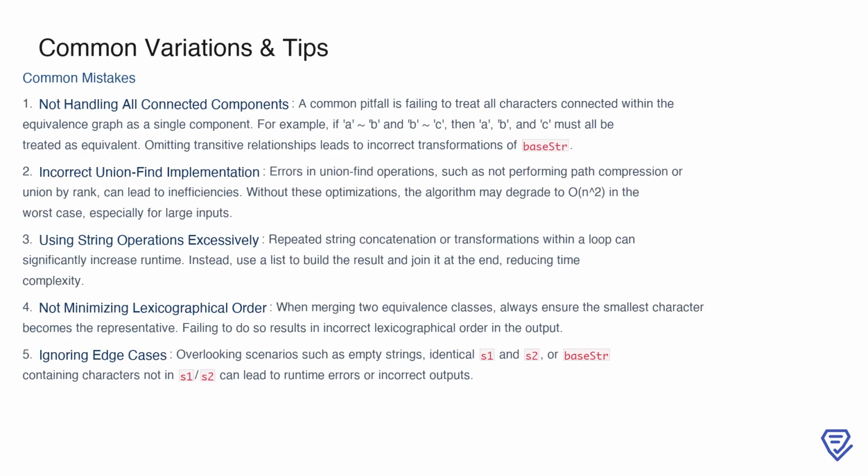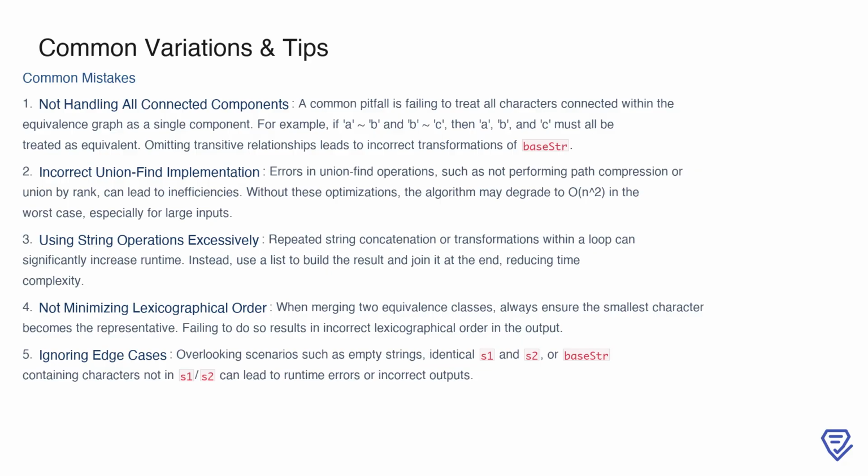Let's start by addressing some common mistakes you might encounter when solving this problem. First, it's crucial to handle all connected components in the equivalence graph properly. For example, if A is equivalent to B and B is equivalent to C, then A, B, and C must all be treated as a single group. Failing to account for these transitive relationships can result in incorrect transformations of the base string.